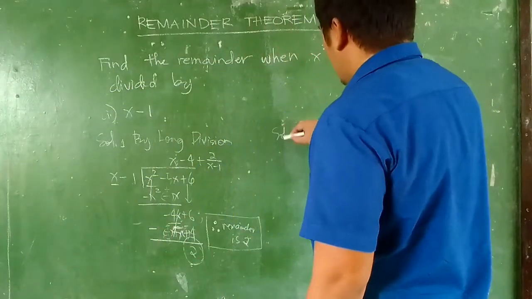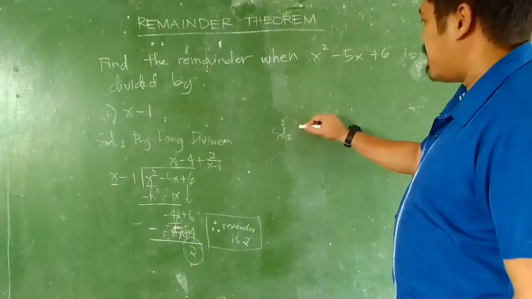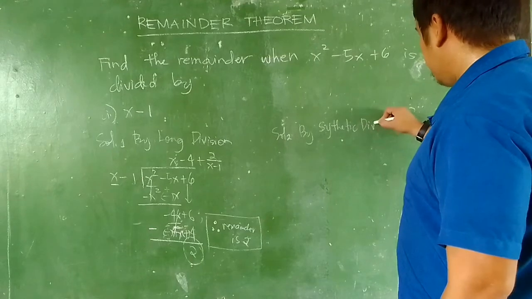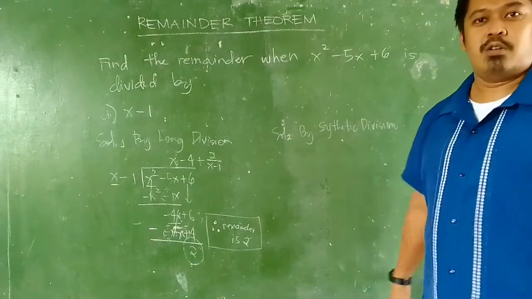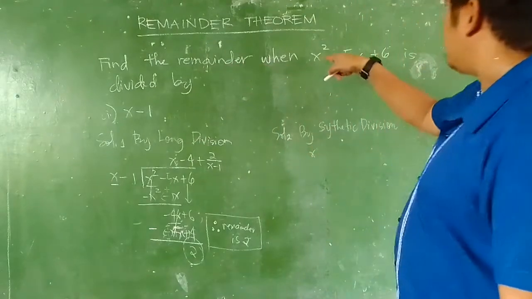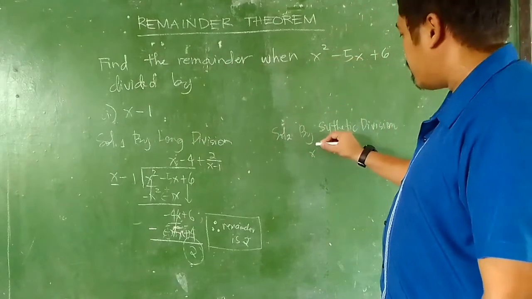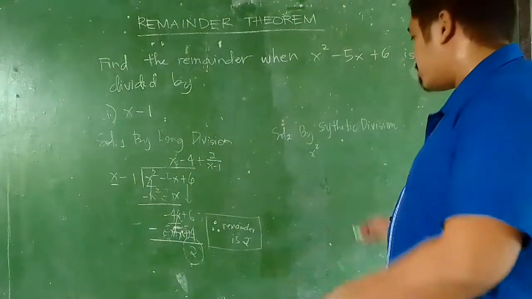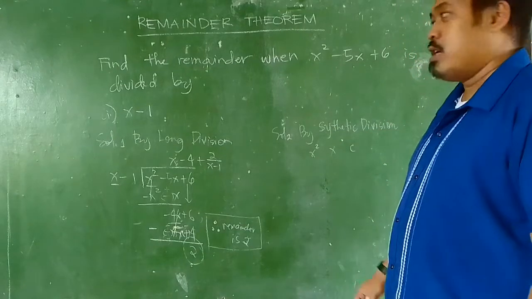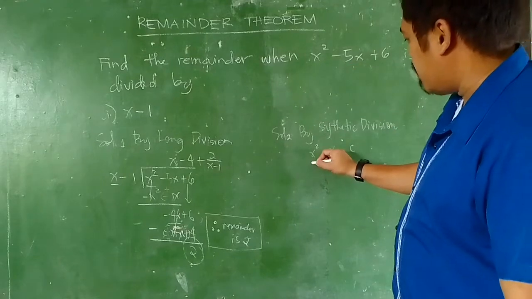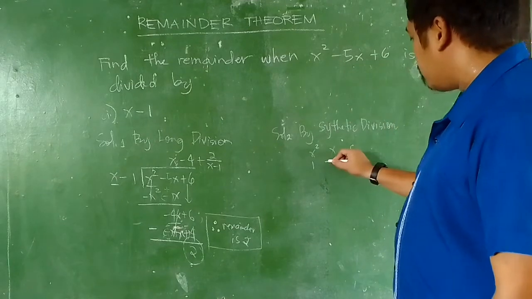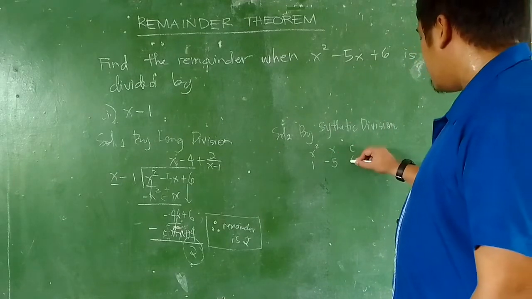Solution number 2 is by synthetic division. Since in your dividend the highest degree is x squared, you start by writing the numerical coefficients from x squared down to the constant value. For x squared, the numerical coefficient is 1. For x, the numerical coefficient is negative 5. And the constant value is 6.